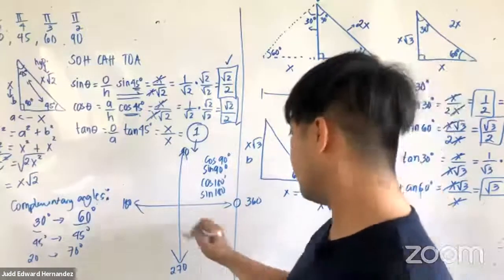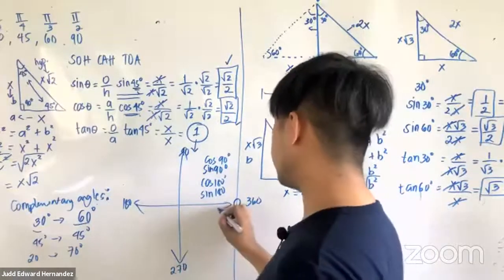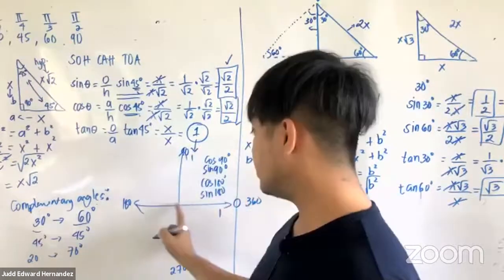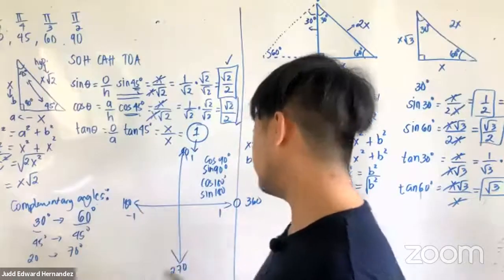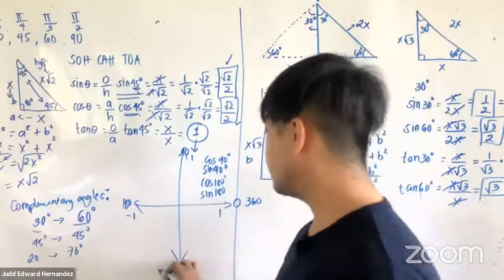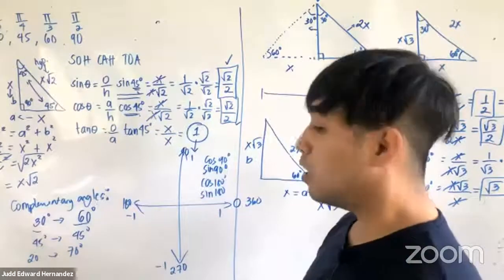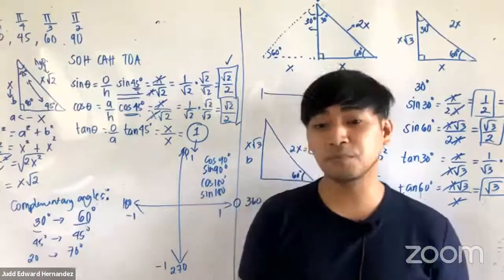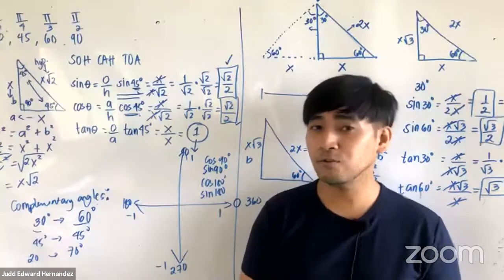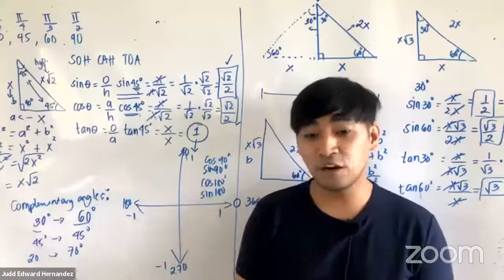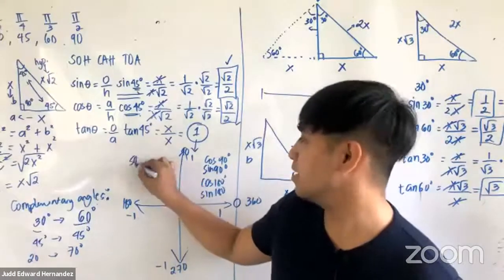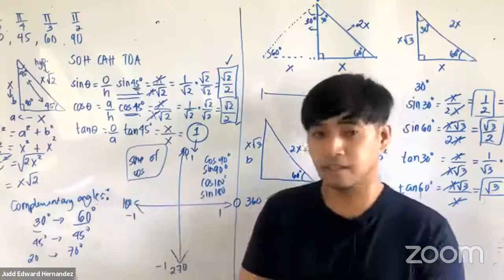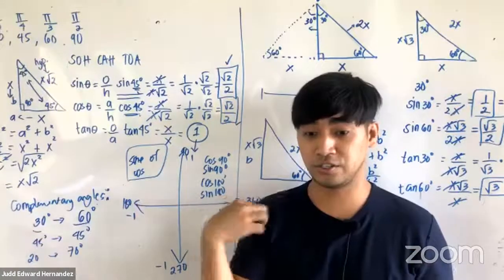Since this is positive x, this is positive 1. Since this is positive y, this is positive 1. Since this is negative x, this is negative 1. Since this is negative y, this is negative 1. Paki-check nga po. Pasensya na po sa mga hindi Katoliko kasi ganito po yung gagawin natin. You are required to have the sign of the cross. I call this sign of the cross.